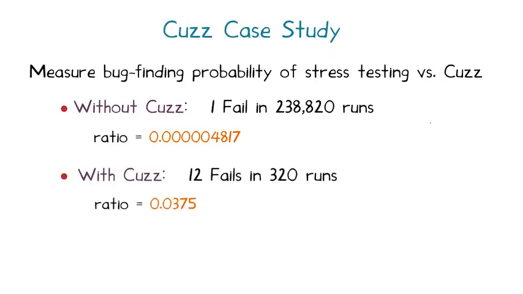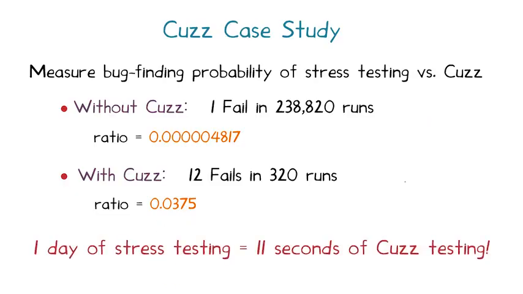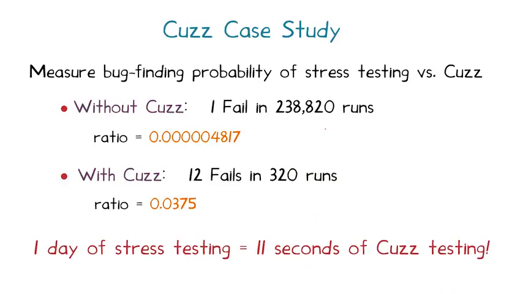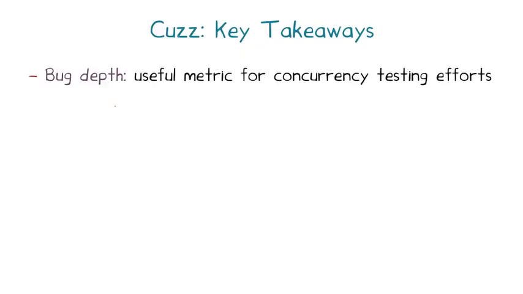On the other hand, using cuz, the bug is triggered 12 times in just 320 runs, giving a dramatically higher probability of 0.0375. It took an entire day to execute the 238,000 runs using stress testing compared to a mere 11 seconds using cuz. Let's review the key points you should take away from this section on concurrency testing.